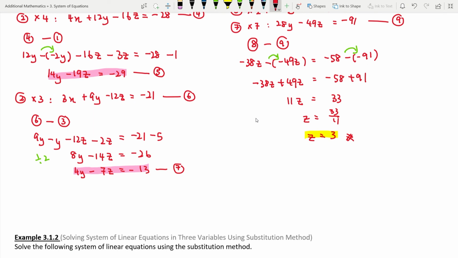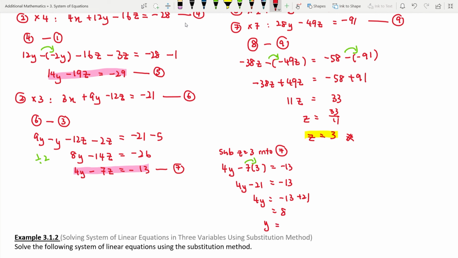Then we can substitute z equal to 3 into equation 5 or 7 to find our y. Substitute z equal to 3 into equation 7. 4y minus 7 times 3 is equal to negative 13. Expand the bracket. 4y minus 21 is equal to negative 13. 4y is equal to negative 13 plus 21, which is 8. y is equal to 8 over 4, that is 2.